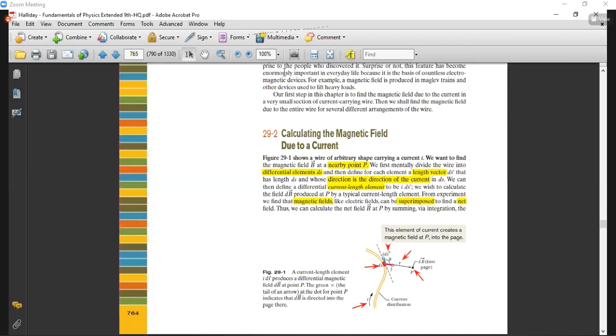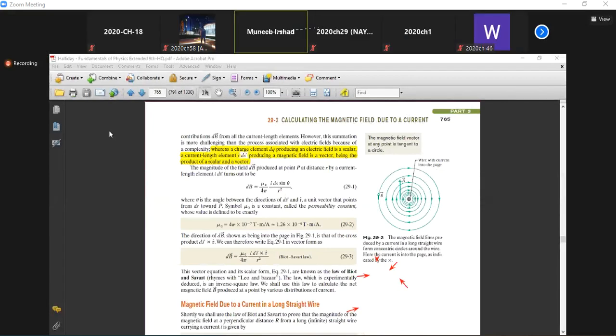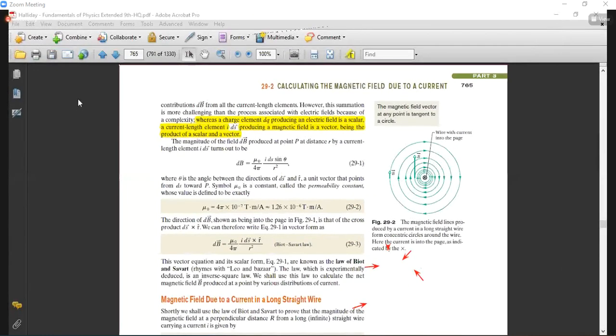Okay, so this current length element. Now the problem is that the magnetic field which arises due to the current length element or the wire, its summation is quite difficult compared to the electric field, because the electric field is a scalar quantity. The charge element dq which produces the electric field is a scalar quantity, while the current length element which produces the magnetic field is a vector quantity because it is a product of.